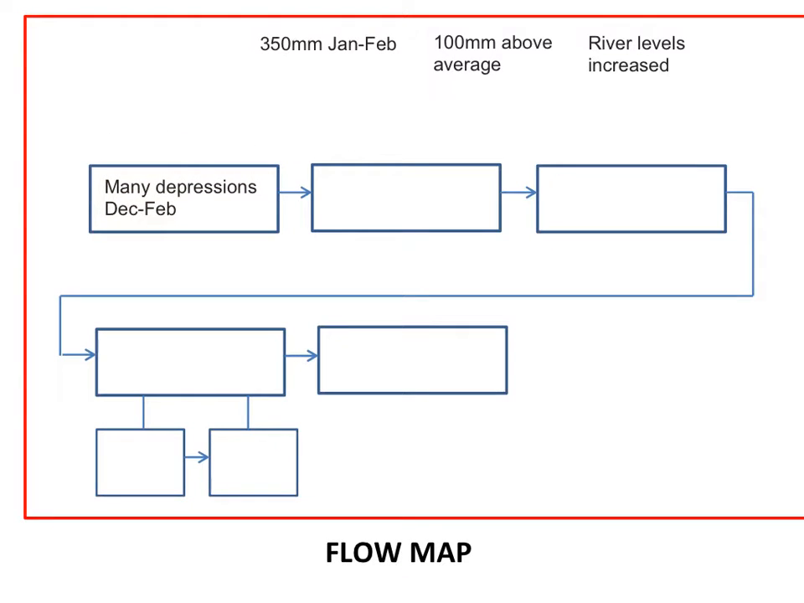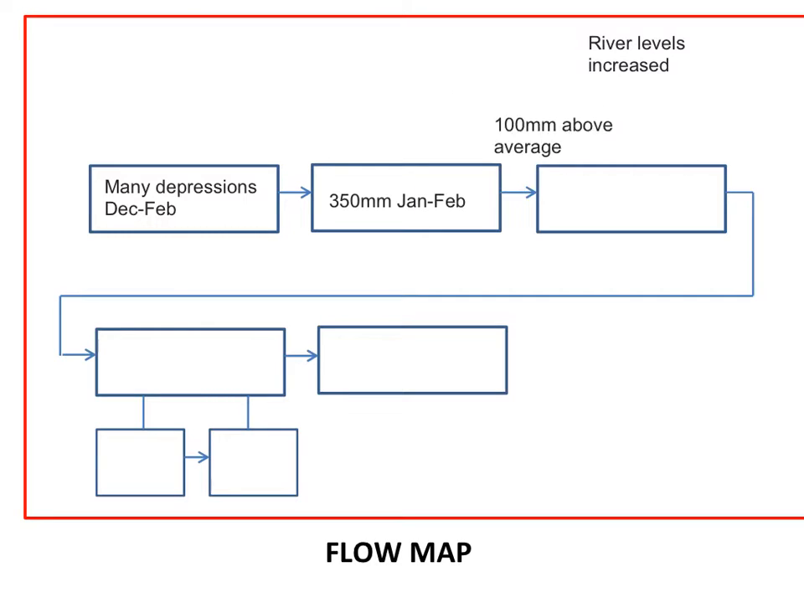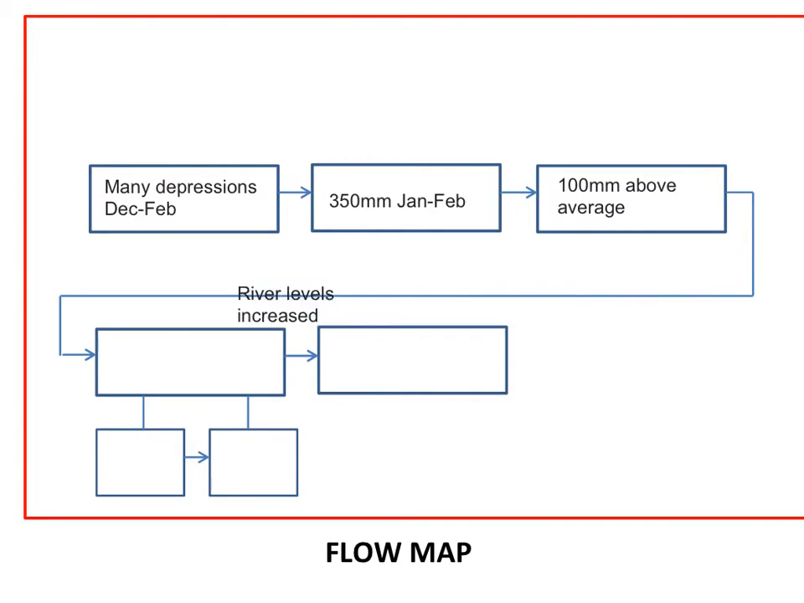of England between December and February, and this led to 350 millimetres of rainfall falling in the 2 months, specifically January and February, which created an average of rainfall 100 millimetres above what they would expect, and as a result the river levels increased. And this, you can clearly see a sequence of events which created the Somerset Levels floods.